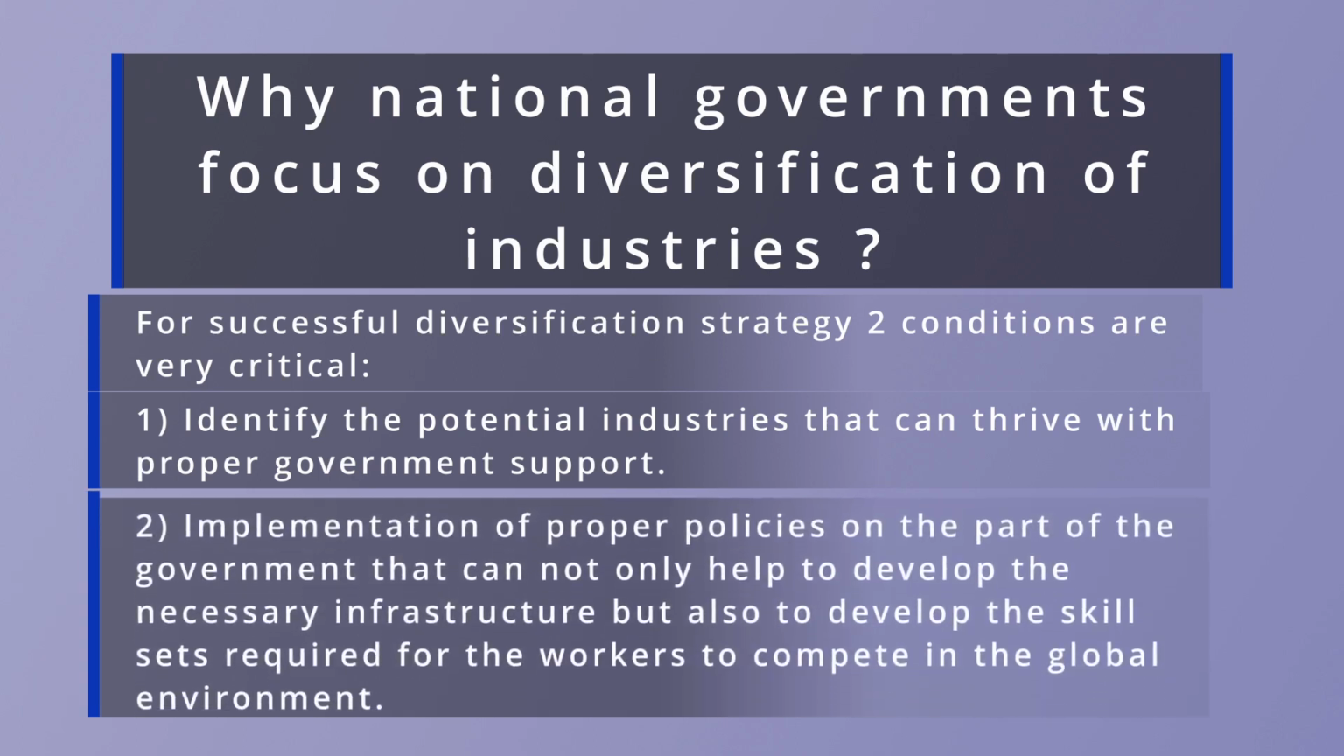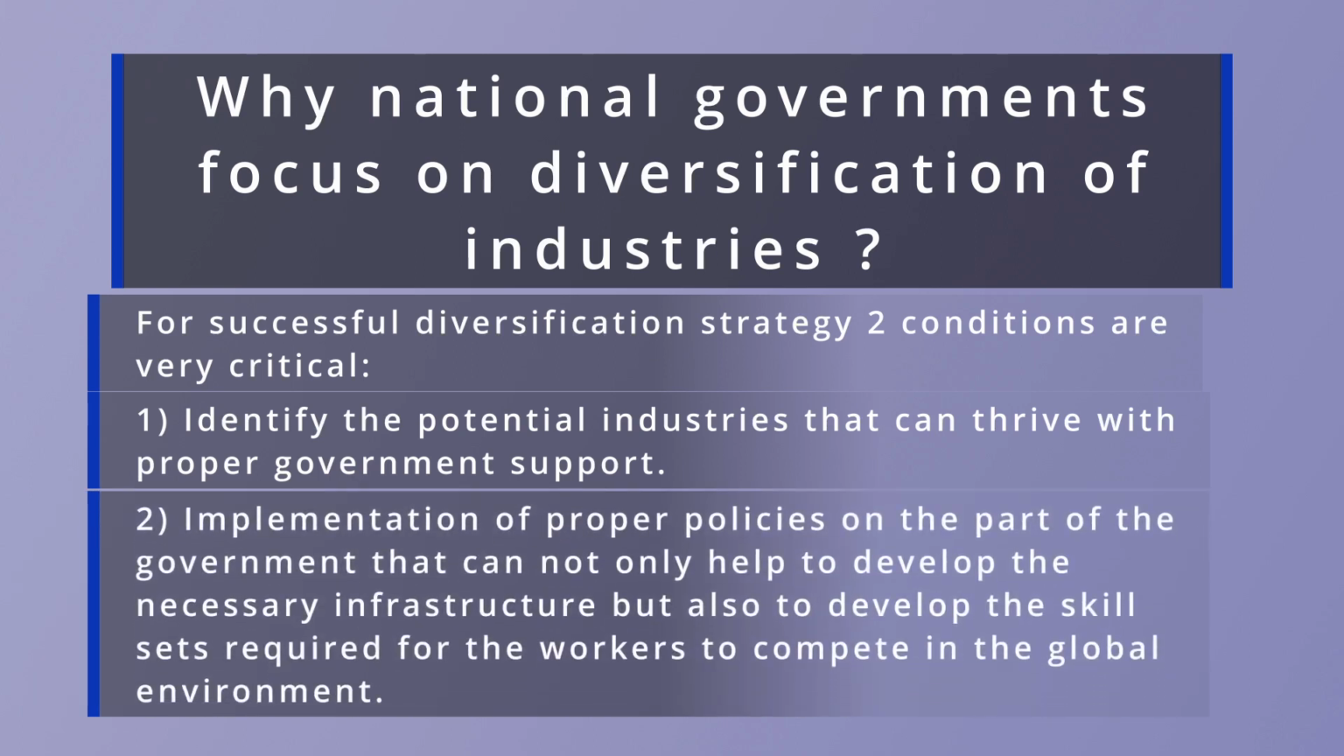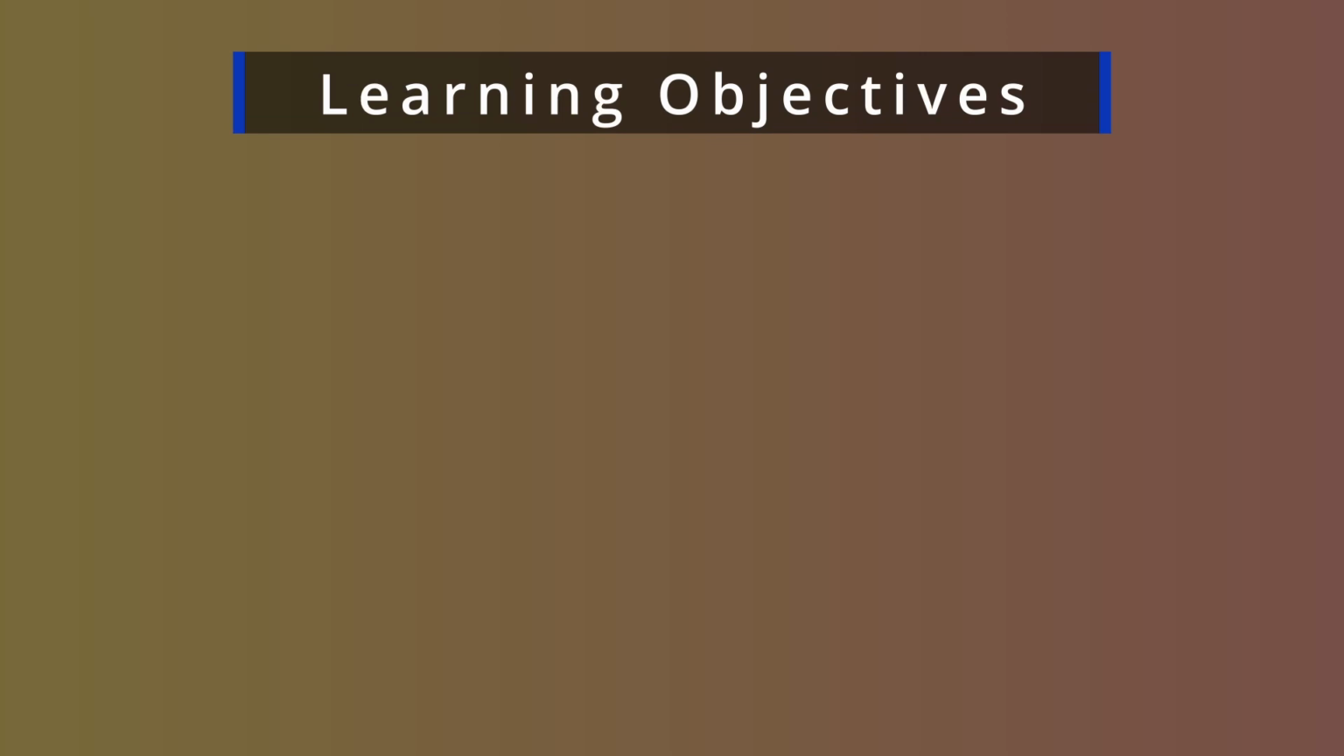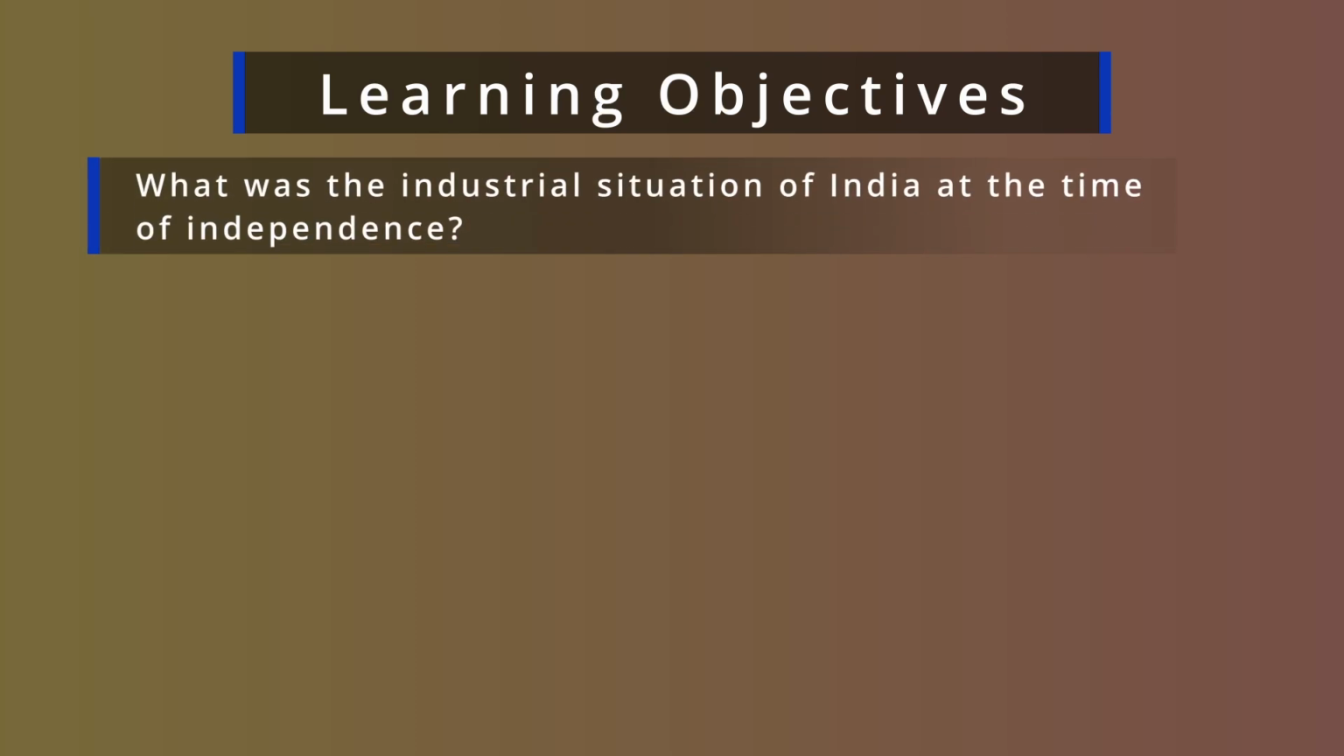And the second important factor is the implementation of proper policies on the part of the government that can not only help to develop the necessary infrastructure, but also to develop the skill sets required for the workers to compete in a global environment. Now, the learning objective of this particular course is that at first we should try to understand what was the industrial situation of India at the time of independence.